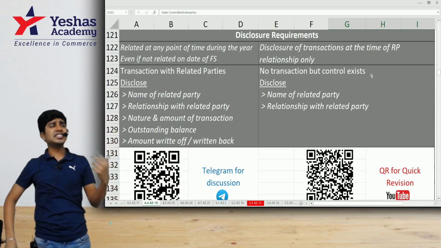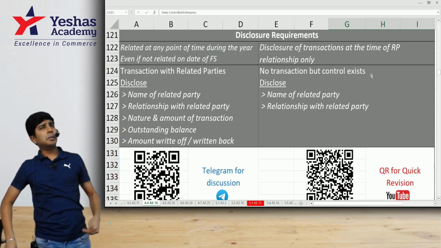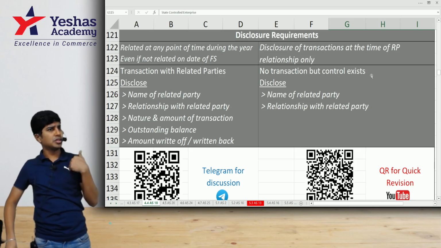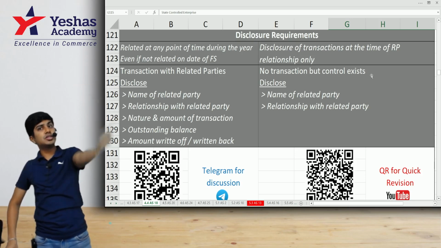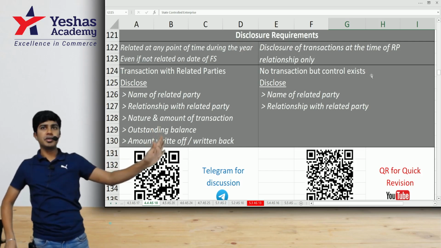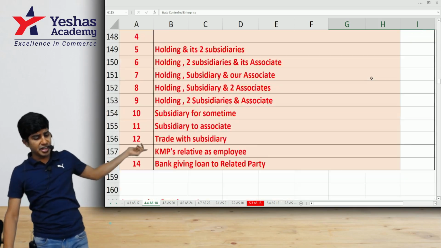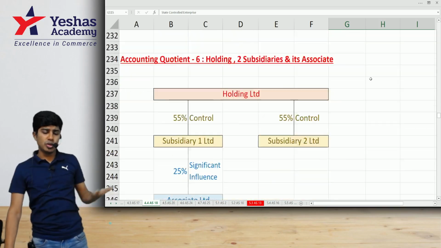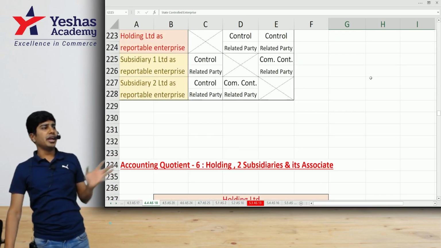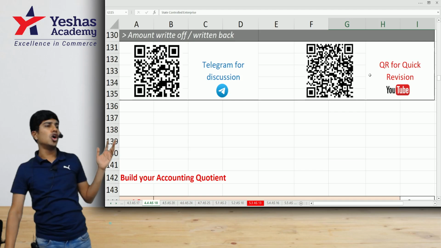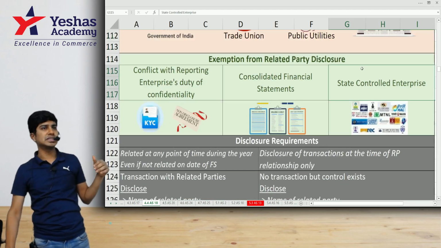Couple of things which are examiner's favorite question. Subsidiary's associate is my associate. Associate's associate is not my associate. And we've done other things in detail in our AQs. In case you go through the AQs and finish them all, you would be ready and through to answer any question on related parties. Got it?